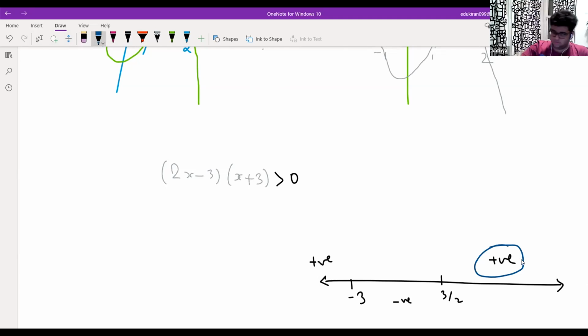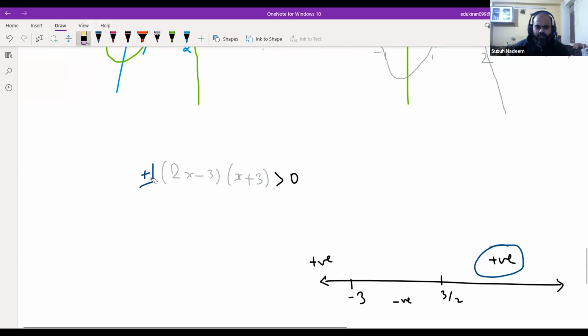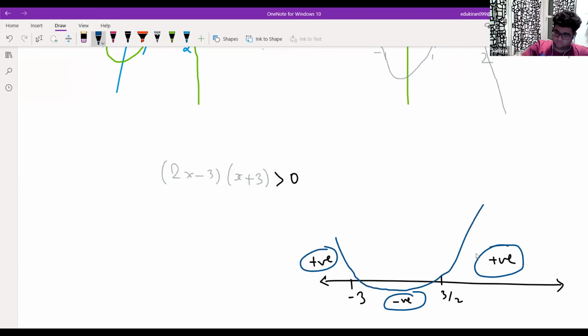No, I don't know. Because the coefficient is positive here. If it's negative, the rightmost will be negative. Then alternately it becomes negative, then positive. The graph would be like this.